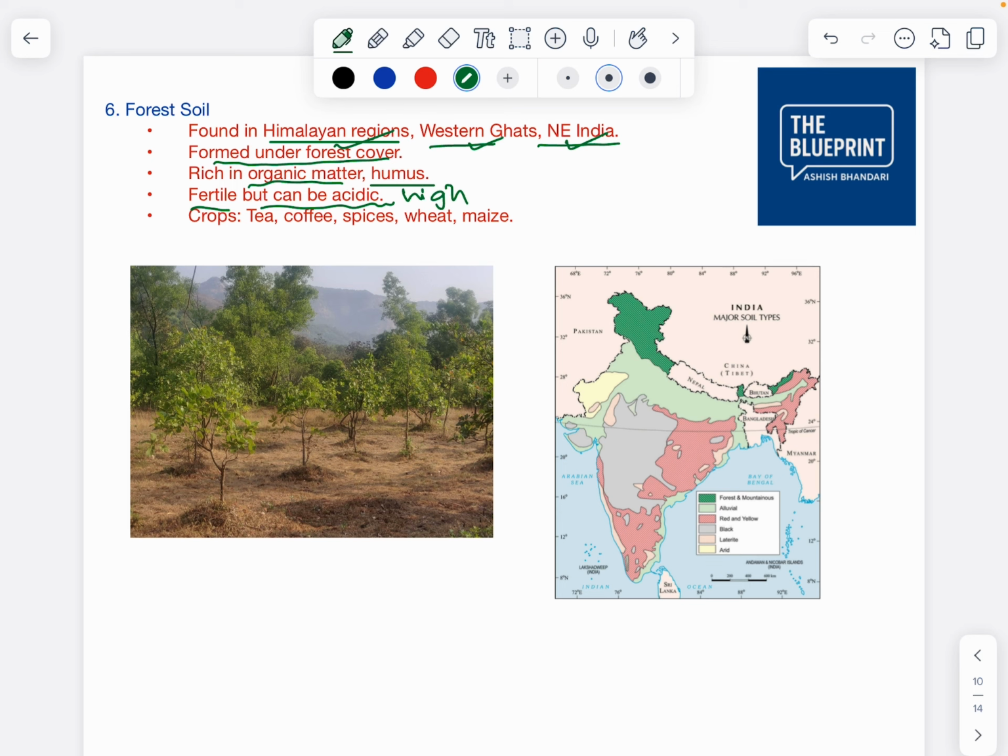Because of the high rainfall, it can be acidic because of the anaerobic respiration. When the land is submerged under water, we have anaerobic respiration, which makes the soil acidic. Okay, friends? And the crops grown here are tea, coffee, spices, wheat, maize. The Western Ghats are very famous for spices, and the Himalayan region for tea. We know Darjeeling tea, Assam tea, very famous. And this lies in the region where forest soils are found.